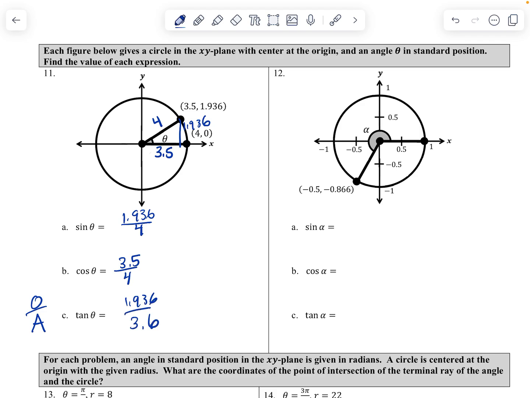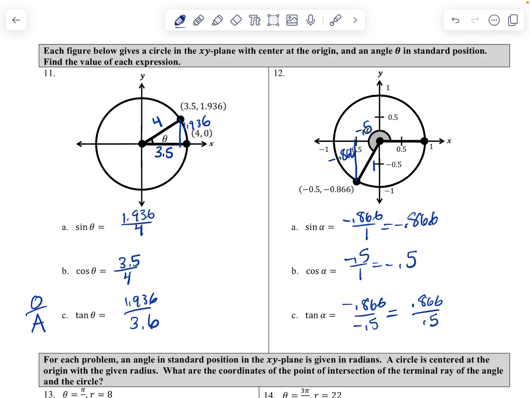So we could do the same thing on this one. Make your triangle, negative 0.866, negative 0.5. Our radius is 1. So sine is negative 0.866 over 1, negative 0.866. Cosine is negative 0.5 over 1, so negative 0.5. Tangent is negative 0.866 over negative 0.5. Two negatives make a positive, and then you could divide that out.